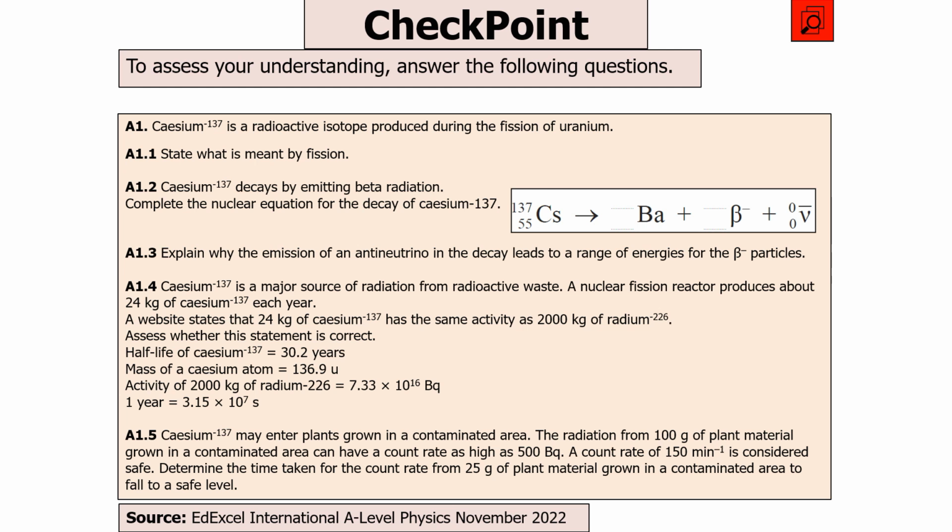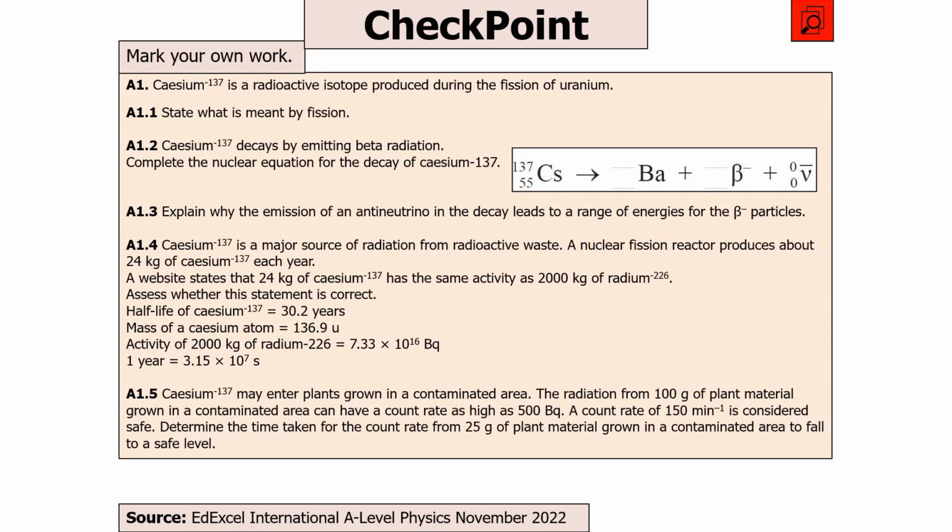The radiation from 100 grams of plant material grown in a contaminated area can have a count rate as high as 500 becquerels. As a count rate of 150 per minute is considered safe, determine the time taken for the count rate from 25 grams of plant material grown in a contaminated area to fall to a safe level. So pause the video now, then unpause the video when you want to go through your answer.